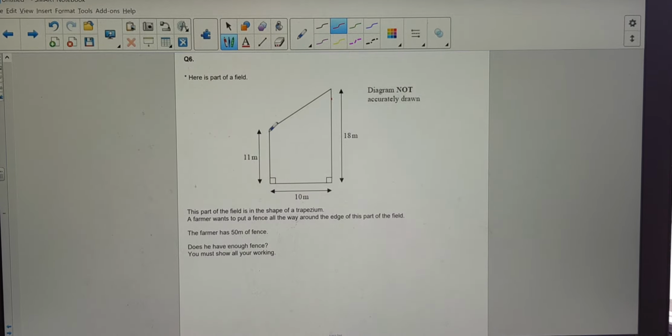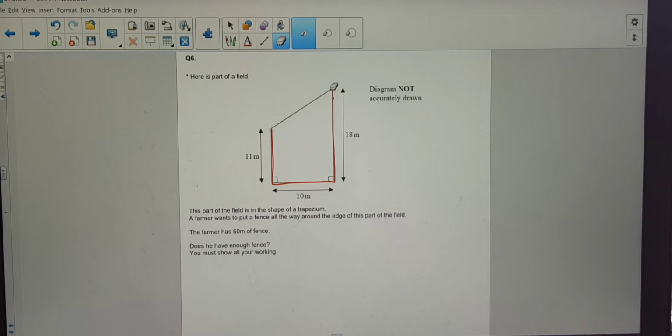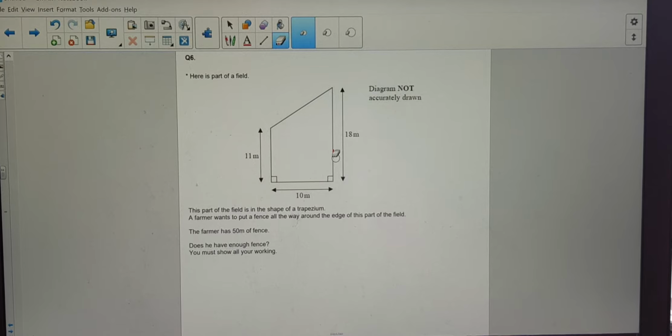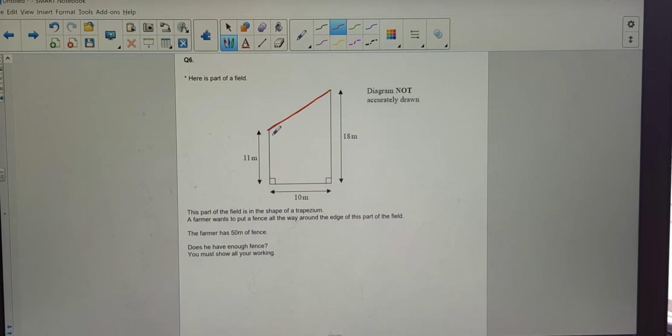Well, this should be easy. All I need to do is just add this length, add this length, add this length. I have a problem. I don't know what this length is here. The question obviously needs me to work out what that length is. So let's just highlight that as best I can. So this length here is the length that I want.